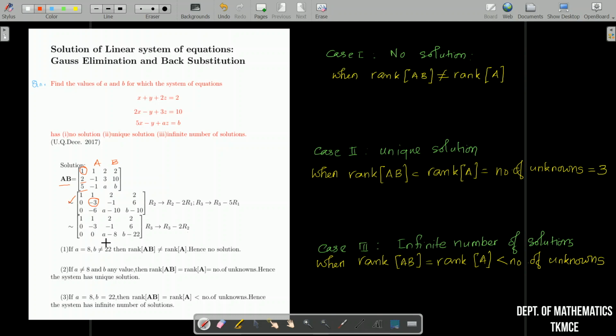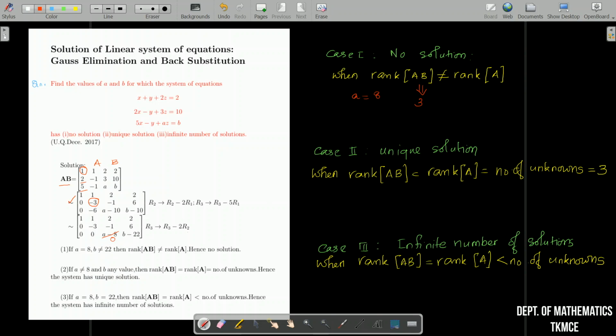See this echelon matrix. Now here, what happens if A is equal to 8? Let us see what happens if A is equal to 8. When A is equal to 8, this element will become 0. And so when A equal to 8, rank of AB is equal to 3, because we still have 3 non-zero rows, because I have not converted this B minus 22 to 0, or I have not set B equal to 22. B is not equal to 22. Let us assume B not equal to 22 and A equal to 8.